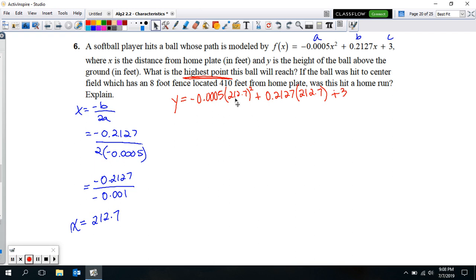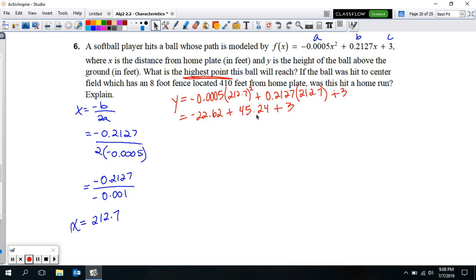So now as we work these out, we can do this on a calculator. You can go ahead and plug this in a calculator. I'm going to first multiply this by itself, or 212.7 squared, and then times it by this negative 0.0005. And that's going to give me this number of negative 22.62. You can go ahead and check that on a calculator. This one, go ahead and multiply these two numbers together. That's going to be plus 45.24, and then the plus 3 in the back.